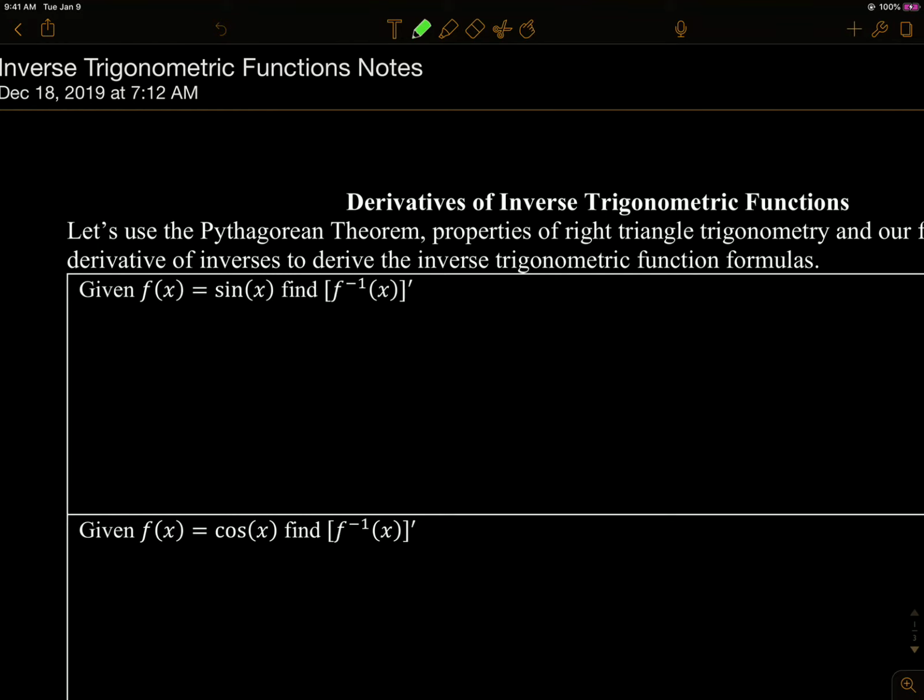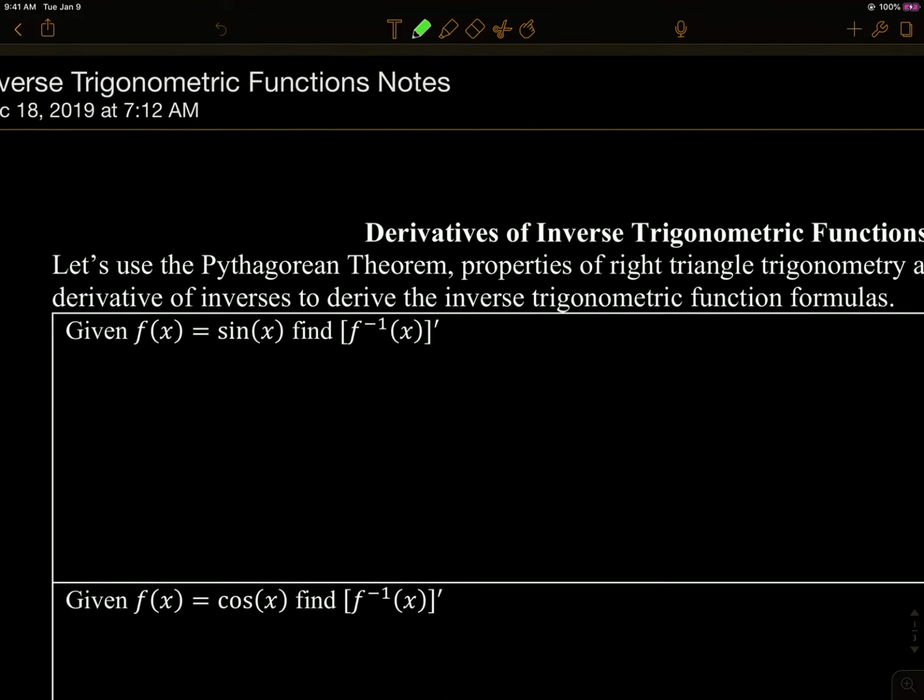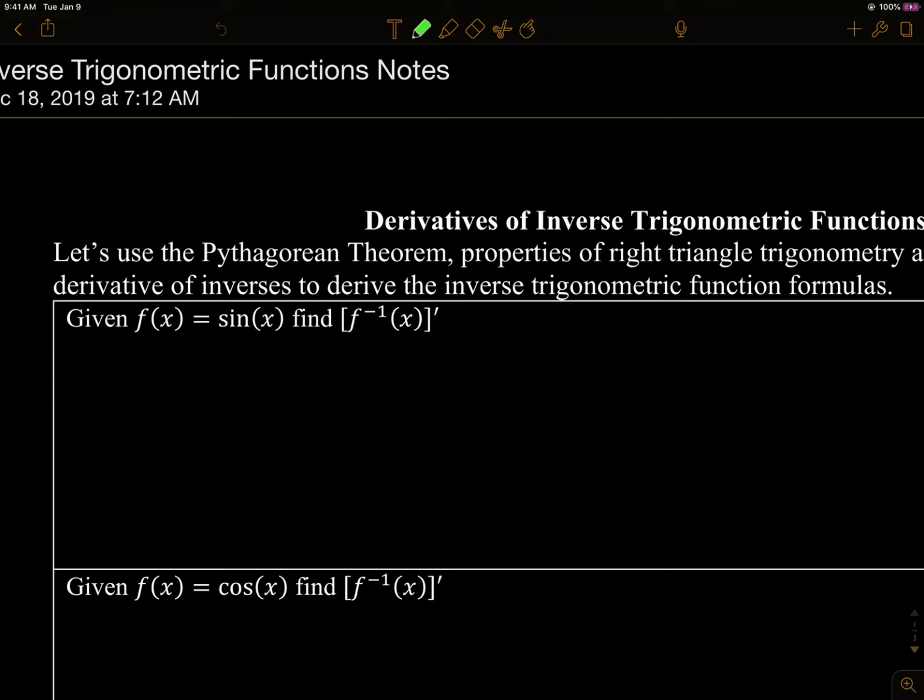I would just recommend probably Khan Academy. He does a good job with all his stuff. I'm going to look at doing it with the formula for an inverse that we've learned already. So if we want to find the derivative of any function's inverse, we use the formula 1 over f prime of f inverse of x.